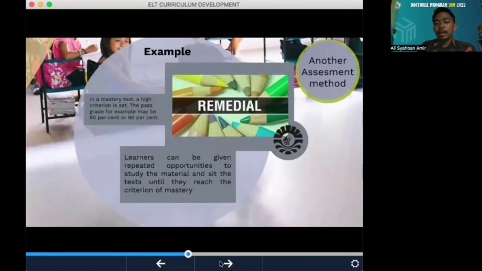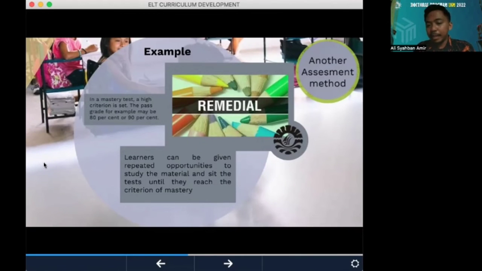So the learners are not assessed in relation to each other, but in relation to predetermined criteria. For example, the remedial system in a school. In a mastery test, there is a high criterion that has been set, for example a passing grade of maybe 80% or 90%. So the learners can be given repeated opportunities to study the material and sit the test until they reach the criterion of mastery. They can try more until they reach the passing grade.